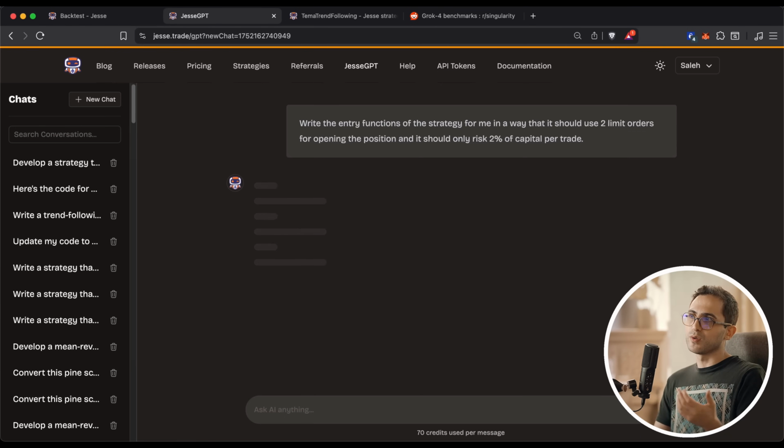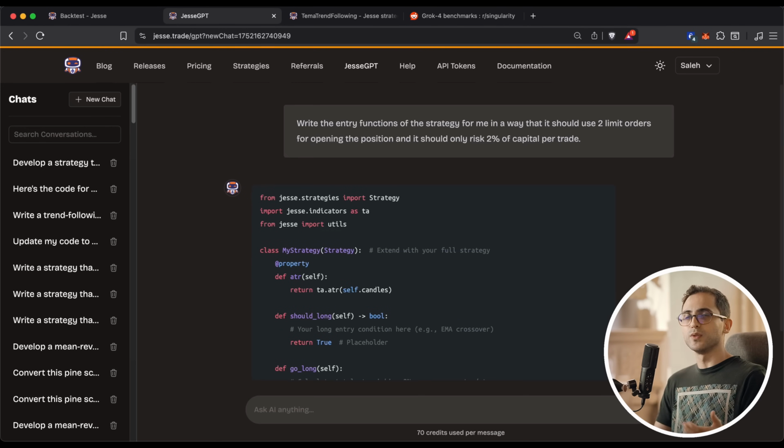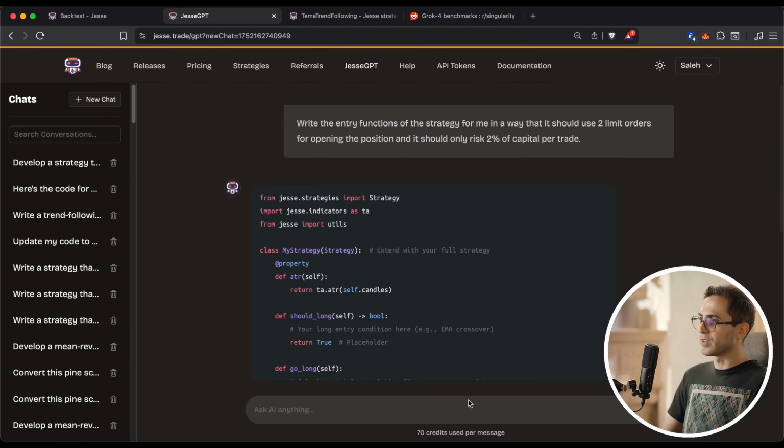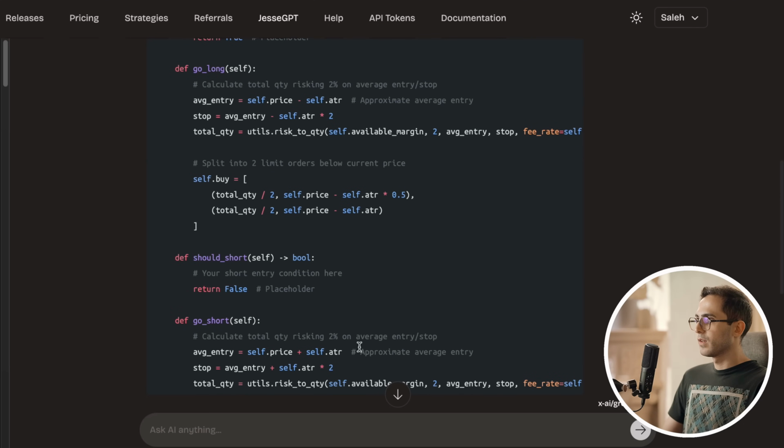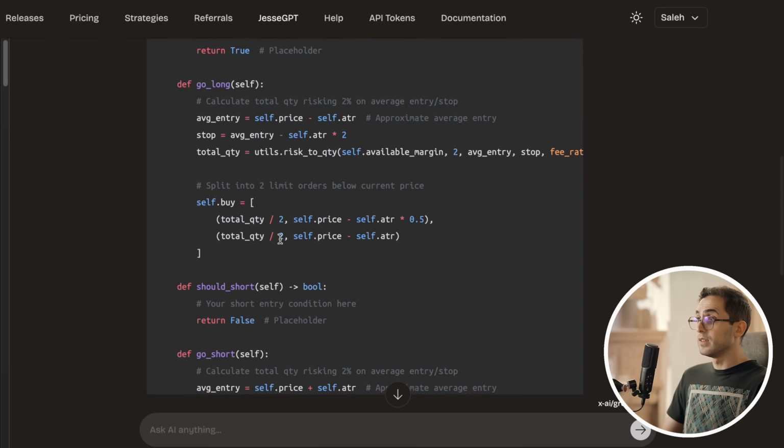Now, of course, I could have also told the model about this, but I didn't do it. I want to see if it's smart enough to figure it out. All right, so it didn't. That's not great. Now for entry, it is indeed using 2 limit orders. So it got that right.